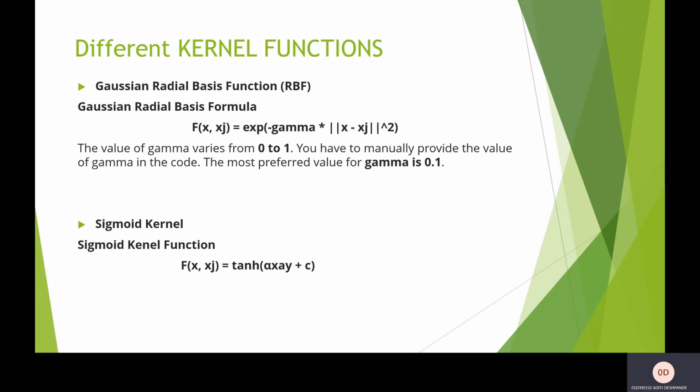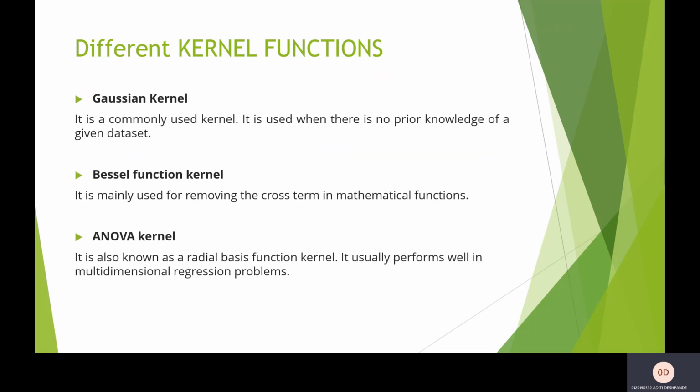Next is the sigmoid kernel. It is mostly preferred for neural networks. This kernel function is similar to a two-layer model of the neural network, which works as an activation function for neurons. Next is the Bessel function of the first kind kernel. We can use it to remove the cross term in the mathematical function. ANOVA radial basis kernel, we can use it in regression problems.